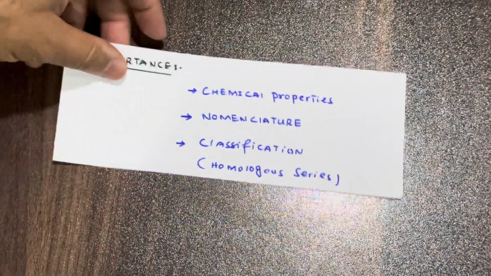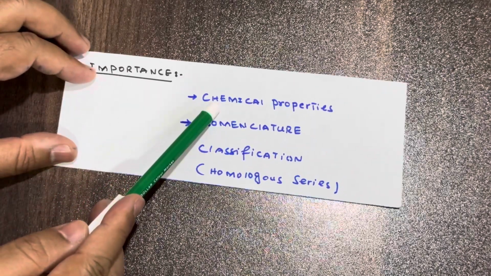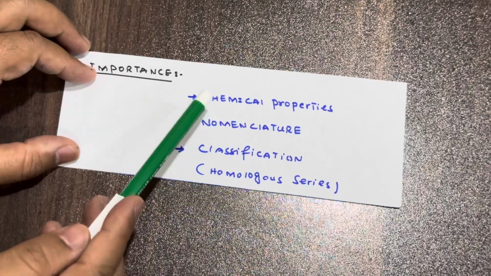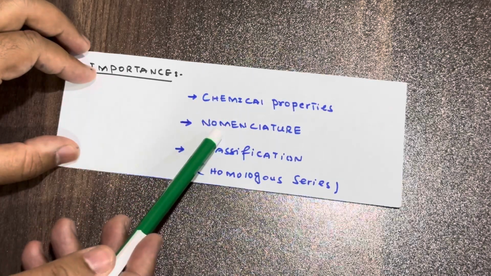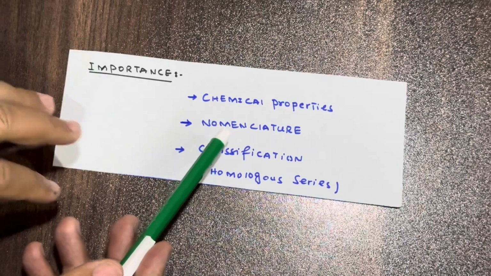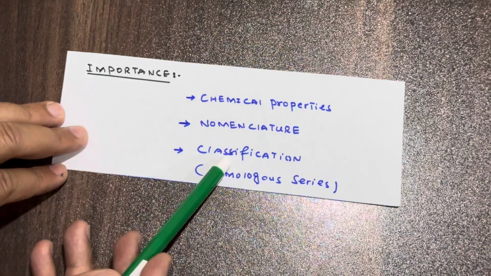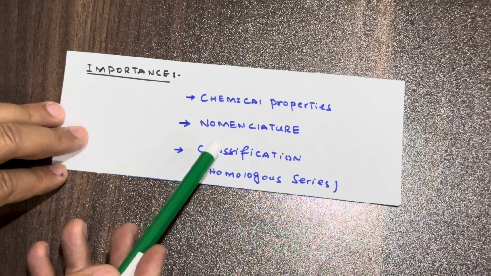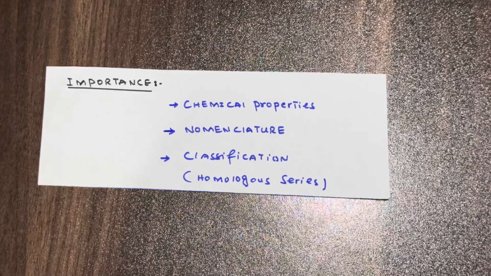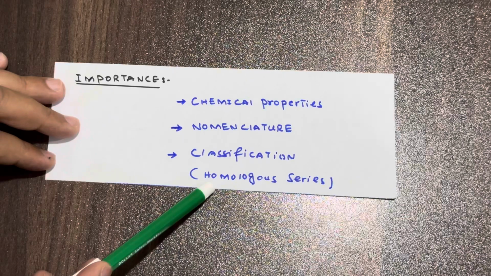Now, what is the importance of this concept of the functional groups? My dear students, functional groups are very important because they decide the chemical properties of organic compounds, as we have already discussed. And the nomenclature, meaning the system of naming, whether it is the common system or IUPAC system, depends on the nature of the functional groups. Similarly, the classification of the organic compounds into different classes and series also depends on the nature of the functional groups. And when we talk about the classification of the organic compounds, we come across a term called the homologous series.